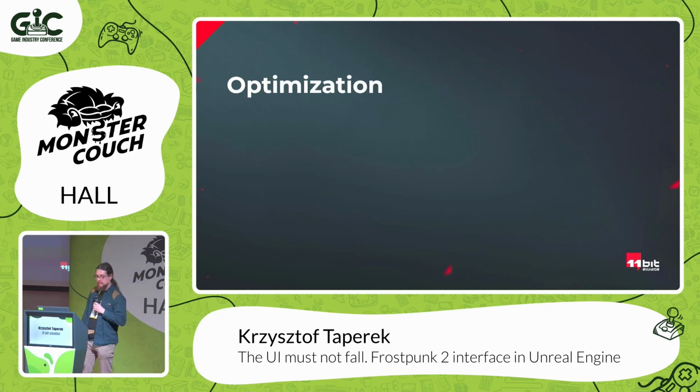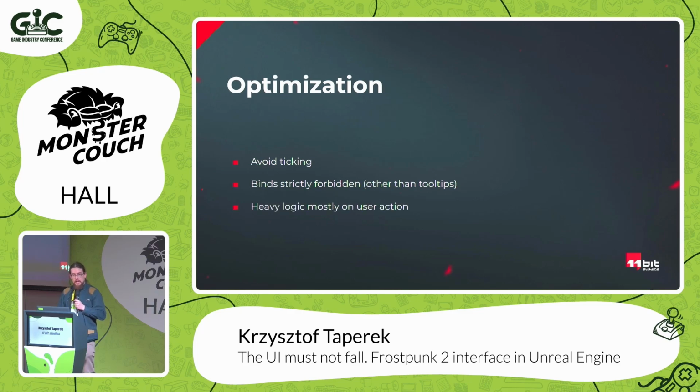And when we are at optimizations, to get away with so many widgets, we are at least trying to optimize in other areas. So as I said before, we are not ticking widgets. All binds are strictly forbidden because in UMG you can bind to some variables. We are not doing that because it's on tick. The only exception is for tooltips, because tooltips are handled only on hover of the player, so on a player action, so that's okay. And we are trying to move every heavy logic to user action, not call too much logic in the background. So if the player opens the panel, we are putting logic there on open.